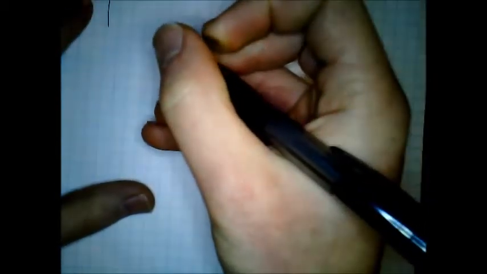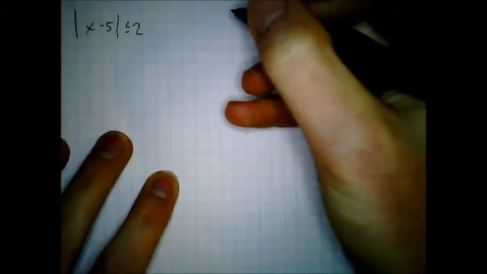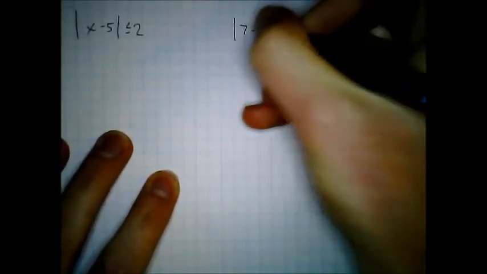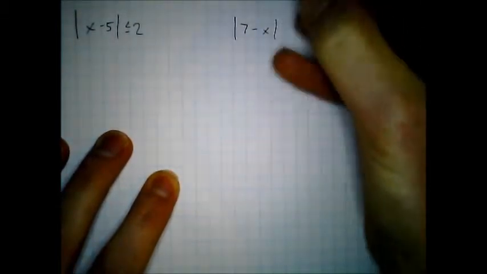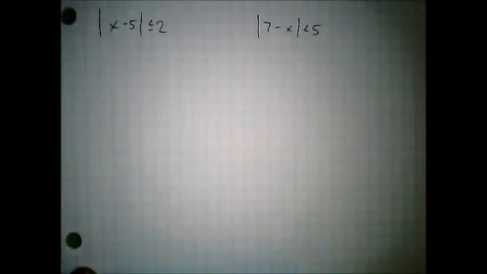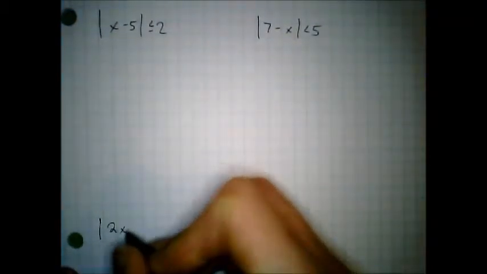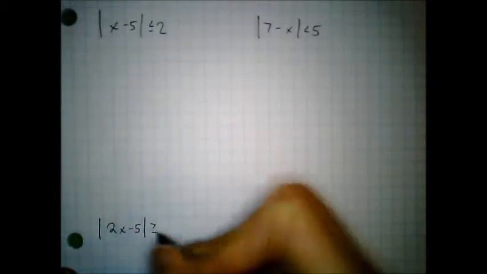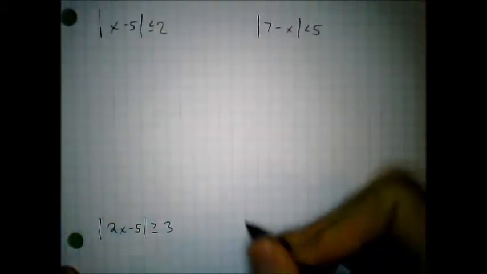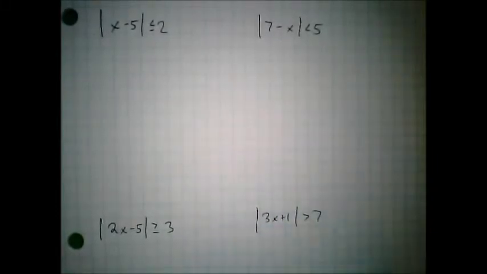The absolute value of x minus 5 is less than or equal to 2. The absolute value of 7 minus x is less than 5. The absolute value of 2x minus 5 is greater than or equal to 3. And the absolute value of 3x plus 1 is greater than 7. Okay, so press pause, try these, and press play when you're ready to go over them.